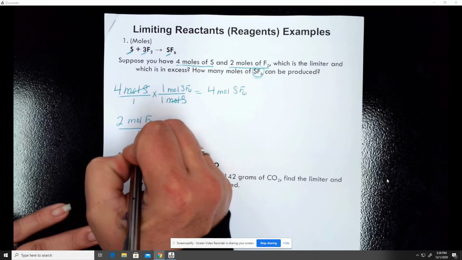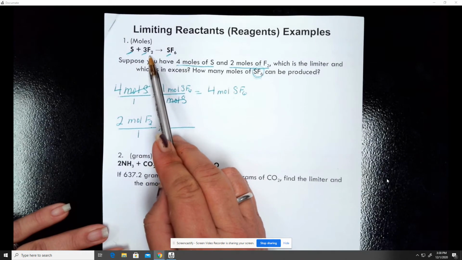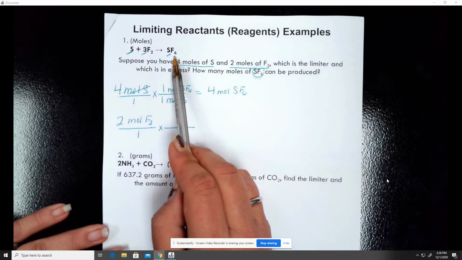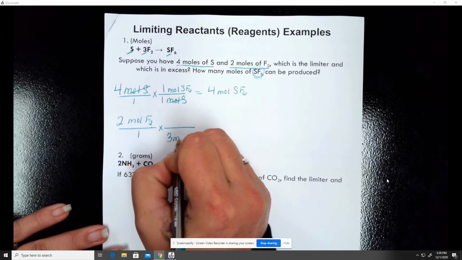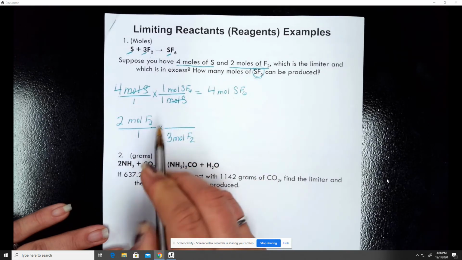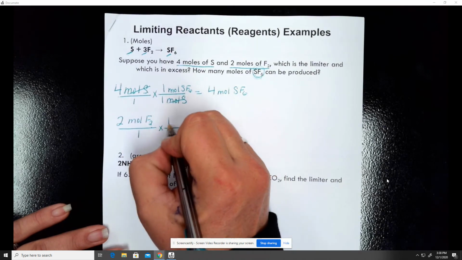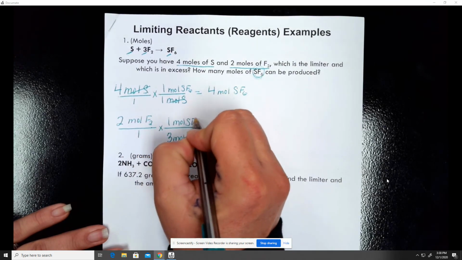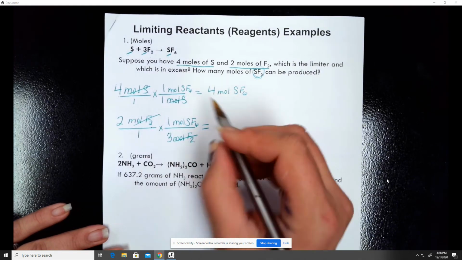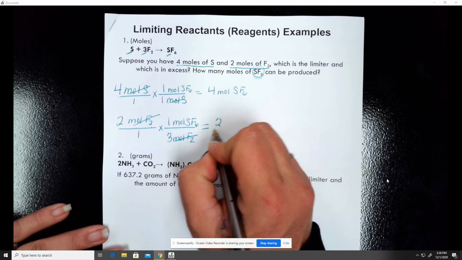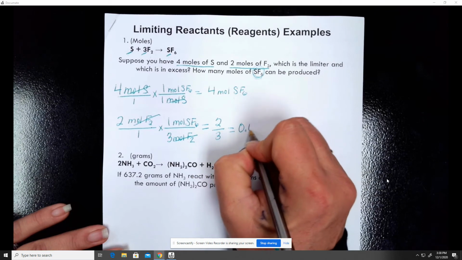Right, as our given over 1. I'm going to do a mole ratio again, except my mole ratio is going to be between F2 and SF6. All right, so I look at the coefficient in front. It is 3. It goes on the bottom of our train track so they can cancel out. We're going to look at SF6 again. All right, and we're going to calculate 2 times 1, divided by 3. Remember to put it in decimal form.